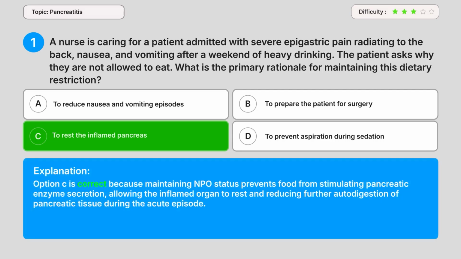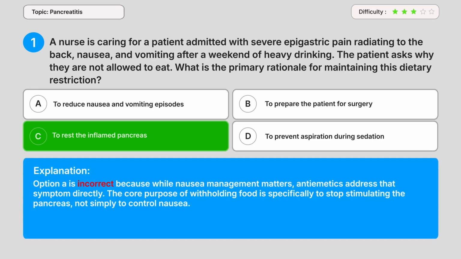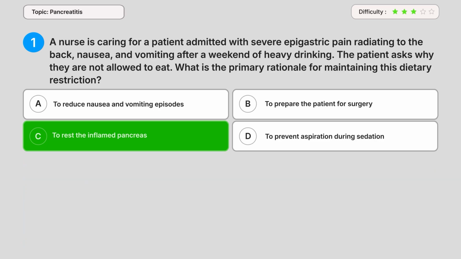Explanation. Option C is correct because maintaining NPO status prevents food from stimulating pancreatic enzyme secretion, allowing the inflamed organ to rest and reducing further autodigestion of pancreatic tissue during the acute episode. Option A is incorrect because while nausea management matters, antiemetics address that symptom directly. The core purpose of withholding food is specifically to stop stimulating the pancreas, not simply to control nausea.